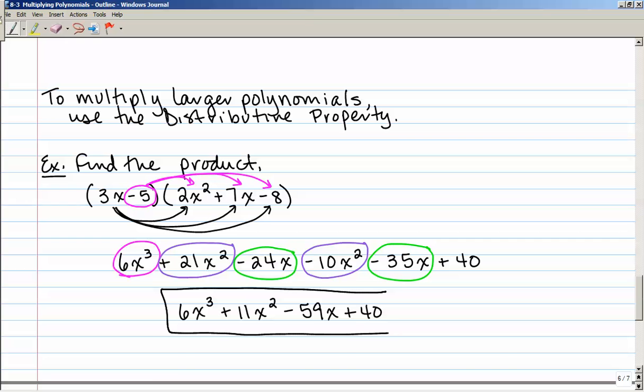So in order to multiply polynomials, basically you just use the distributive property, but it's important to keep track that everything in the first polynomial gets multiplied by everything in the second polynomial.